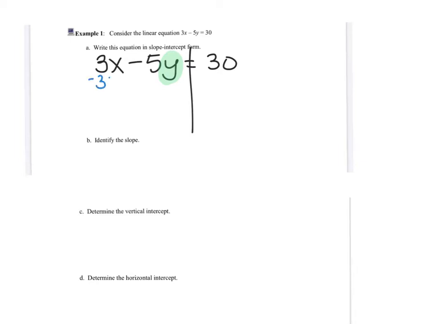We can subtract 3x. 3x minus 3x will cancel. So we'll subtract it over here. And then all we're left with on this side is this negative 5 that's attached to the y. So at that point, I'm going to bring it all down so we can see it.